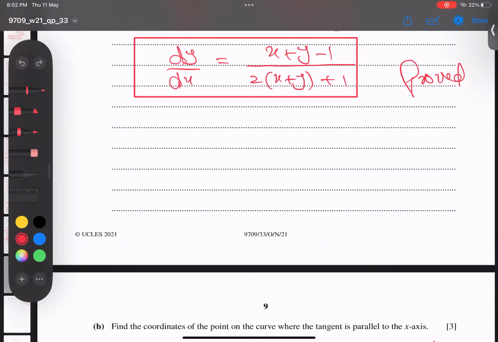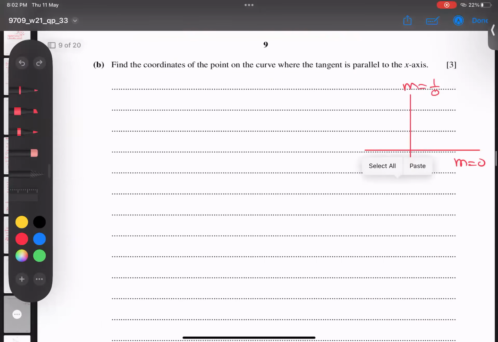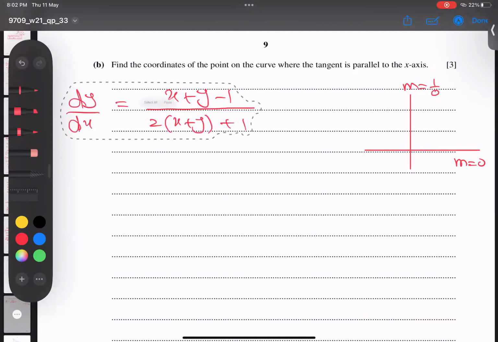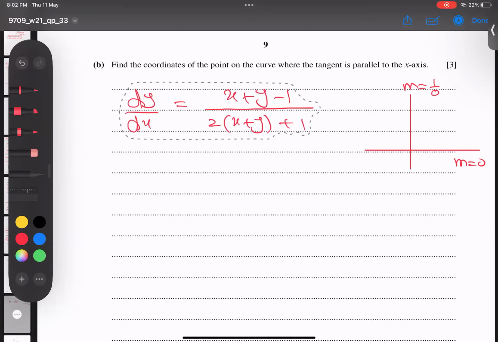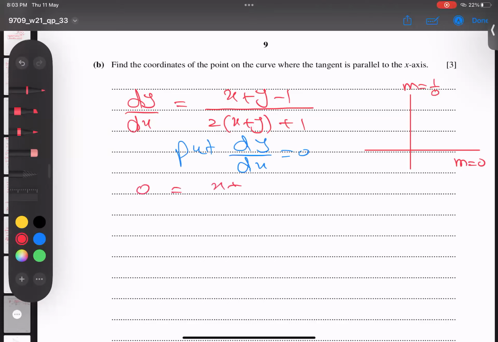So I take the same equation, students, and I use it here. And now I put dy over dx equals 0. So when I put 0, x plus y minus 1 over 2 times x plus y plus 1, this whole thing into 0 will finish automatically, and x plus y minus 1 equals 0.